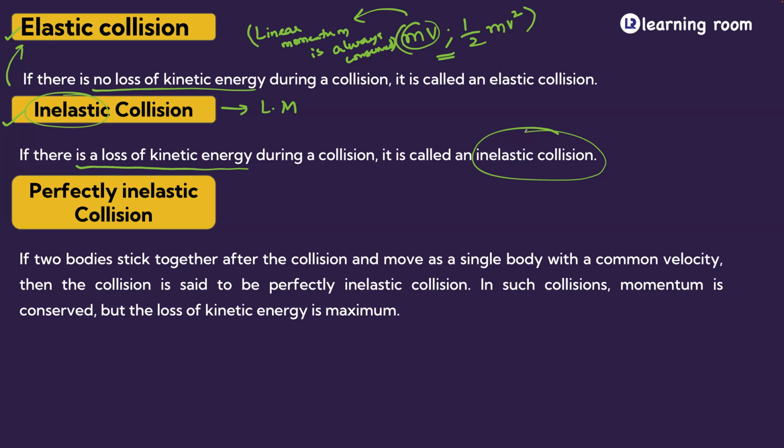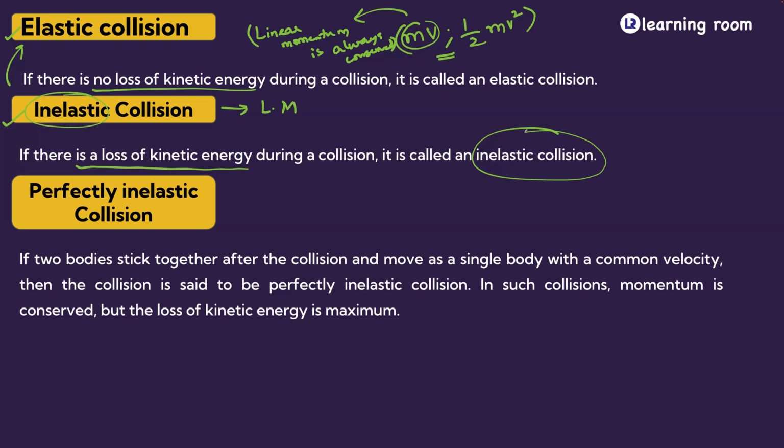So if you have to say that the collision is elastic, two parameters are to be conserved. What are they? Linear momentum and kinetic energy. Whereas if only linear momentum is conserved and the kinetic energy is not conserved, you call it inelastic collision. And the same thing will happen in the perfectly inelastic collision also. But the additional parameter here is that when two objects collide with each other, after collision, these two objects will start moving as a single object.